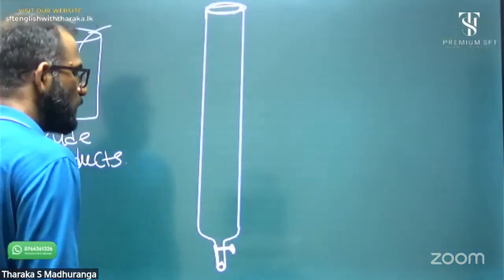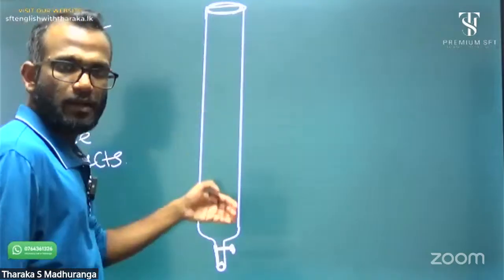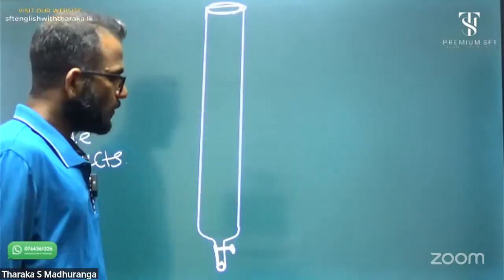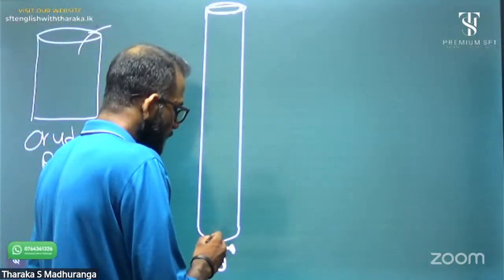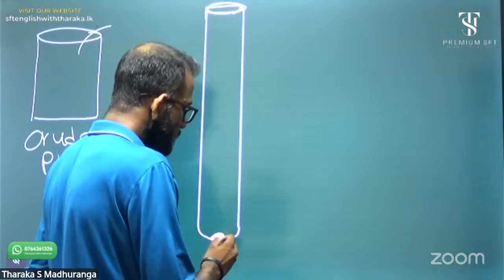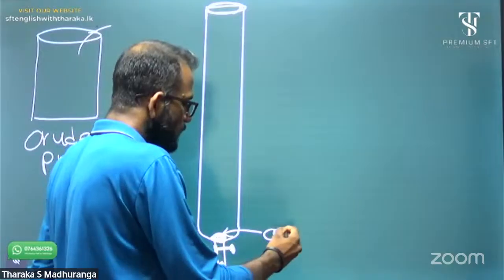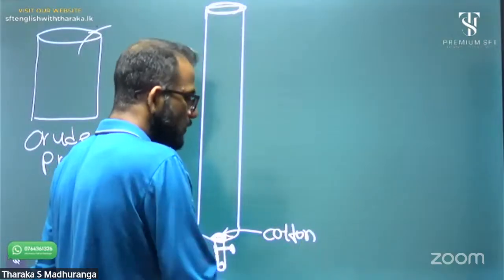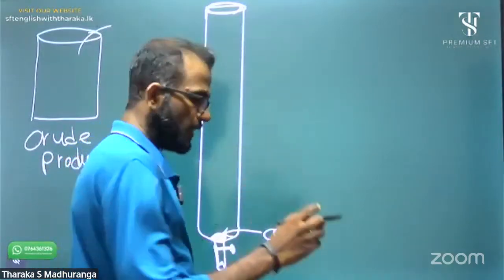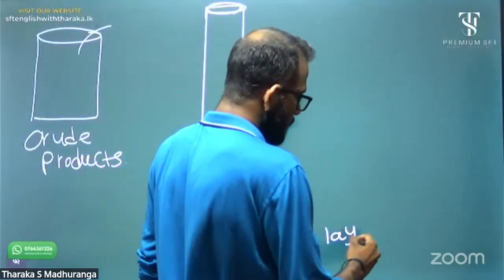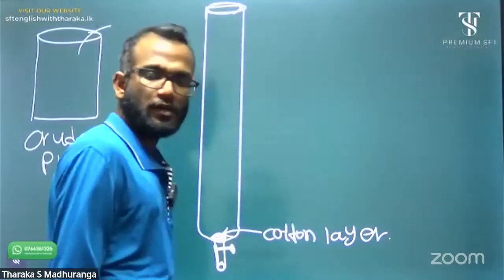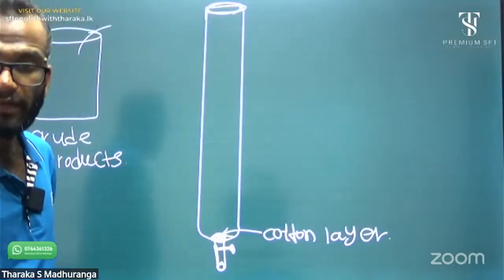Right. Okay. Now this is the chromatography column. In the first step, you have to add a cotton layer at the bottom of the column. Cotton layer. Right?